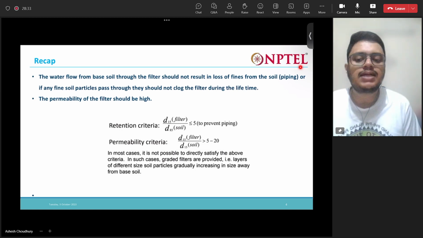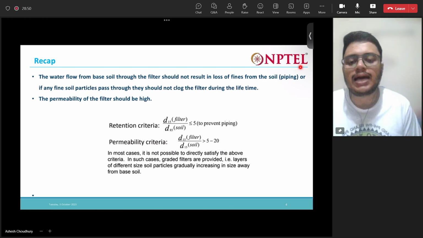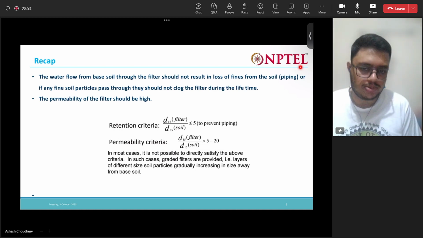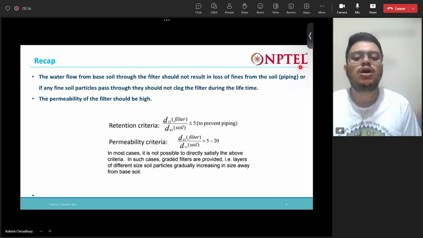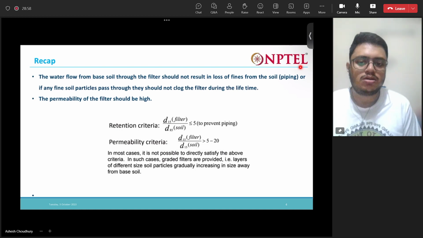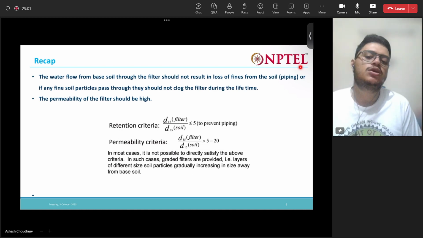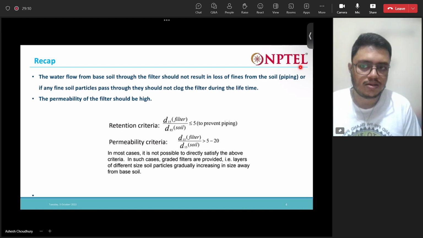The second criteria is the permeability criteria. Here you can see D15 of the filter by D15 of the soil should be greater than 5 to 20. So what does the permeability criteria actually ensure? It ensures that there is adequate flow of water. The soil particles will not clog the pores of the filter, and there will be adequate flow of water to the filter. So this is the permeability.